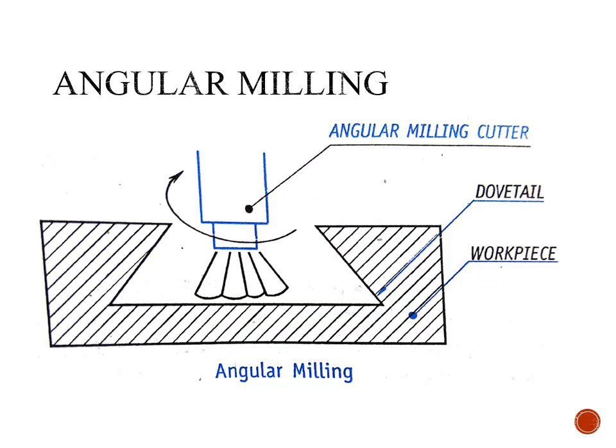Angular milling. Here an angular milling cutter is used, as shown in the figure, for making a dovetail, that means locking fittings, where we can see a V groove which is eccentric in nature and is used for fixing two workpieces together in the form of a lock. For making dovetail grooves, chamfers and serrations, this type of angular milling is used. Angular milling is a milling operation used to mill flat surfaces that are neither parallel nor perpendicular to the milling cutter axis.